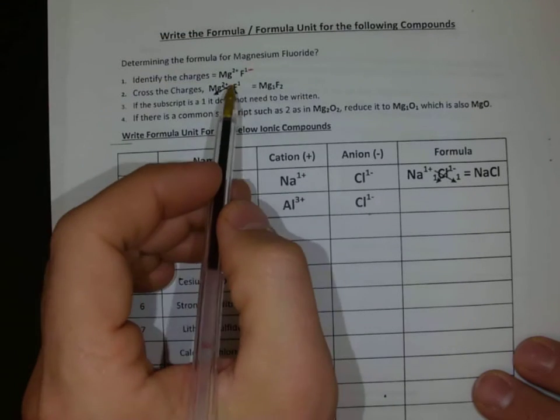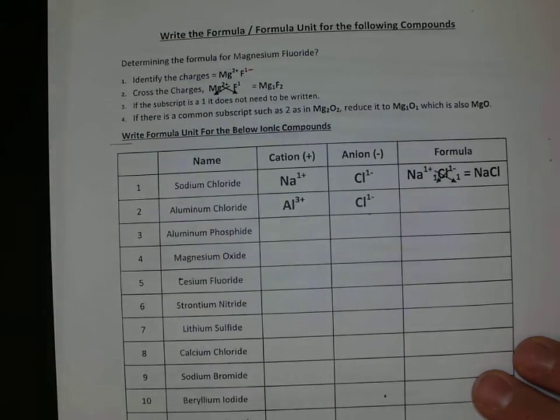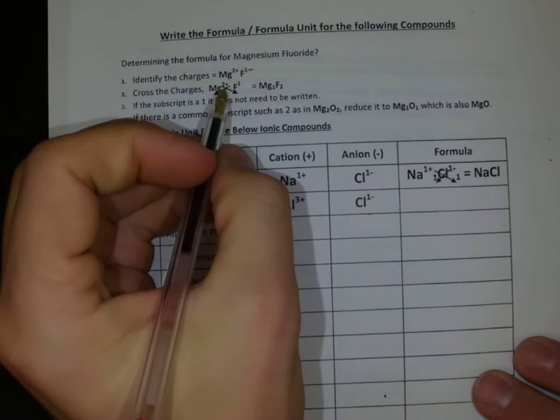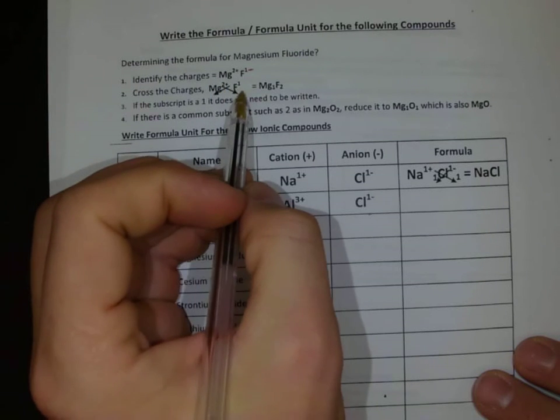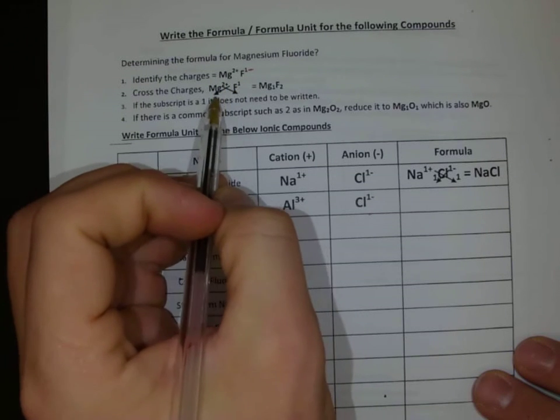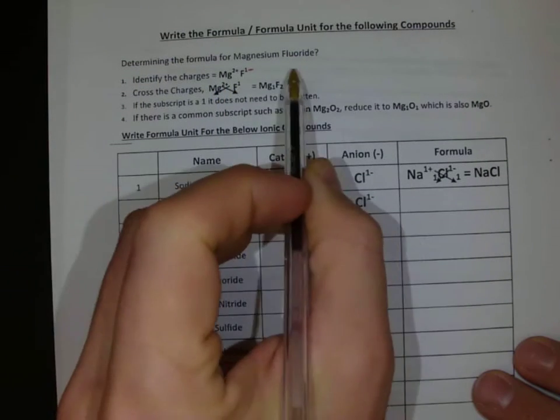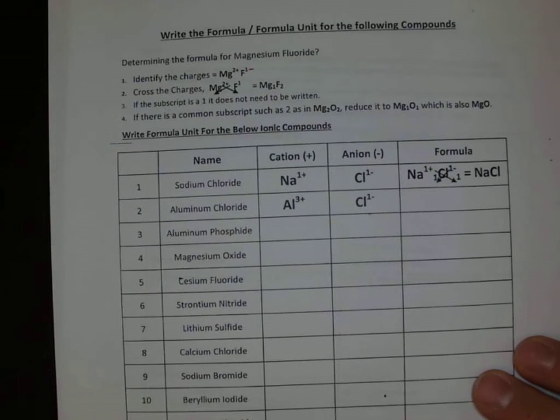For us to identify what the overall formula is, we need to essentially cancel out the charges. So if I take this 2 from magnesium and put it down here, and 1 from fluorine, I can put it down there, that's actually going to tell me my formula.